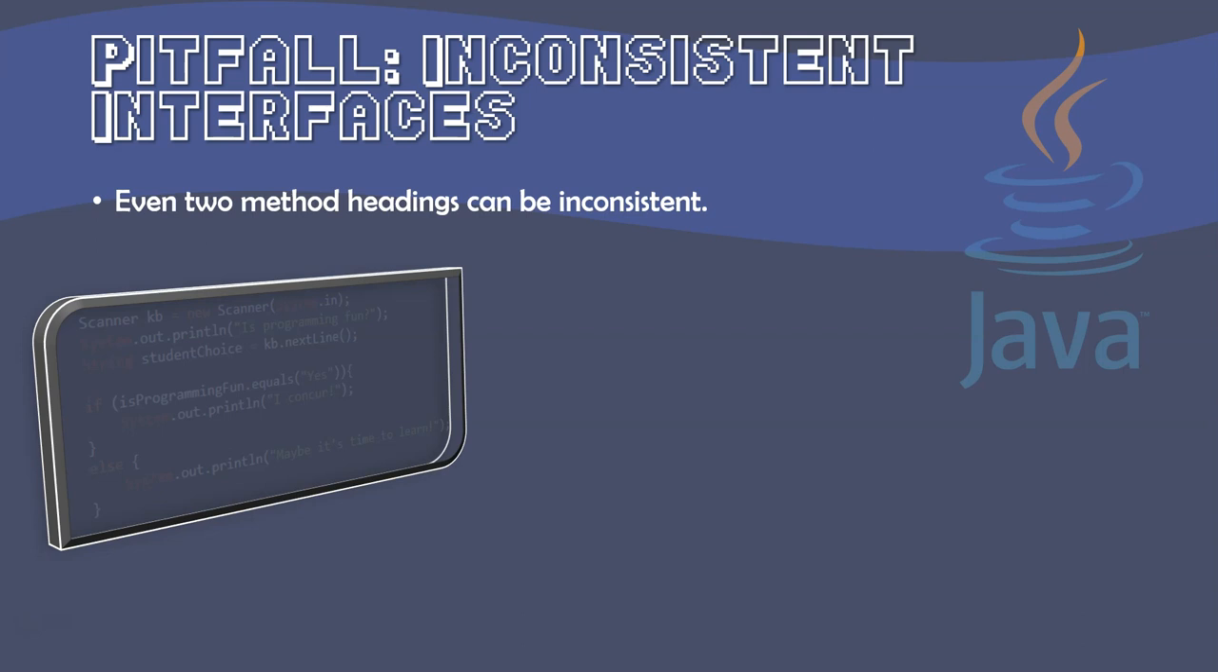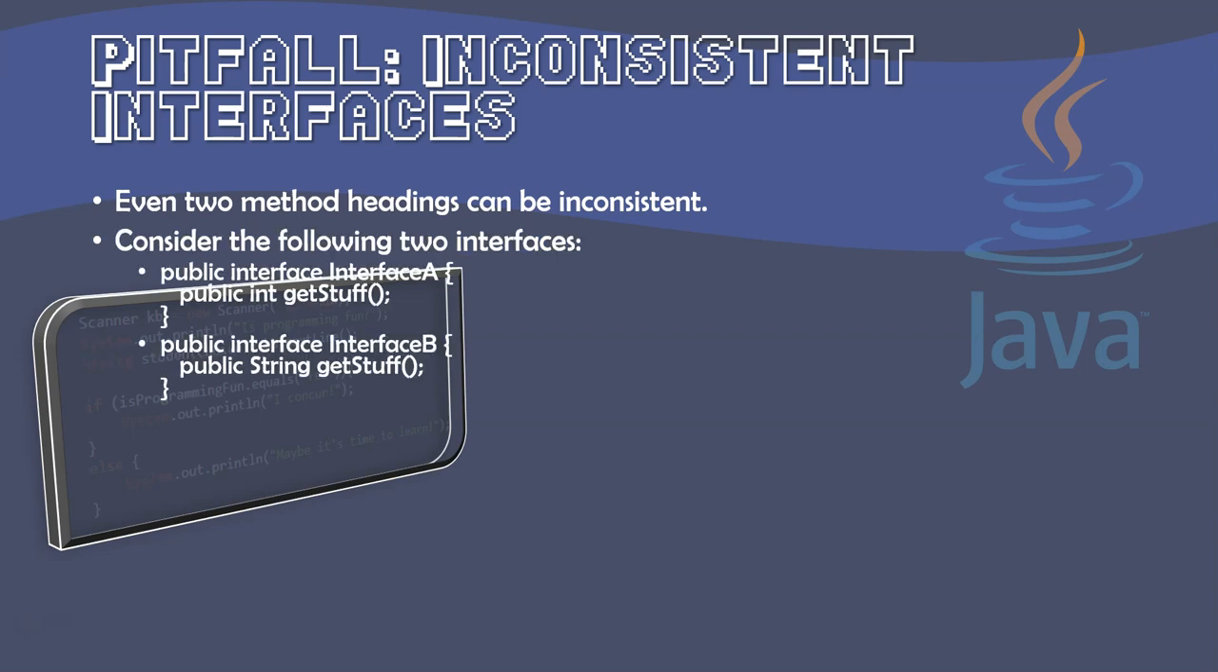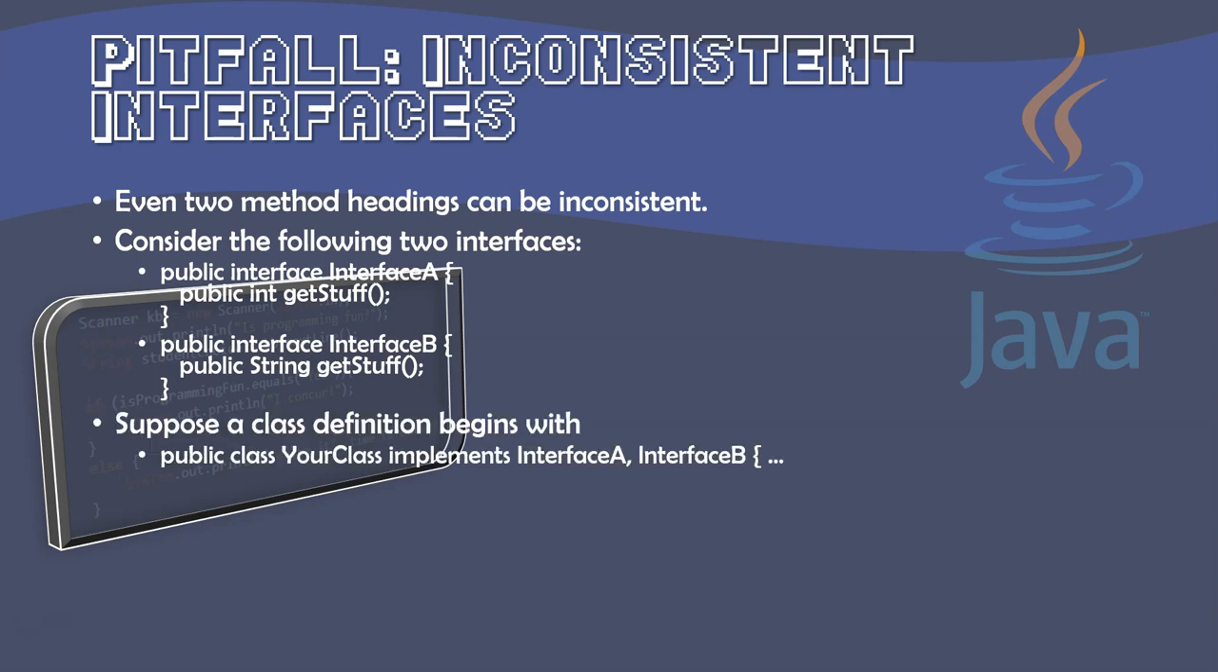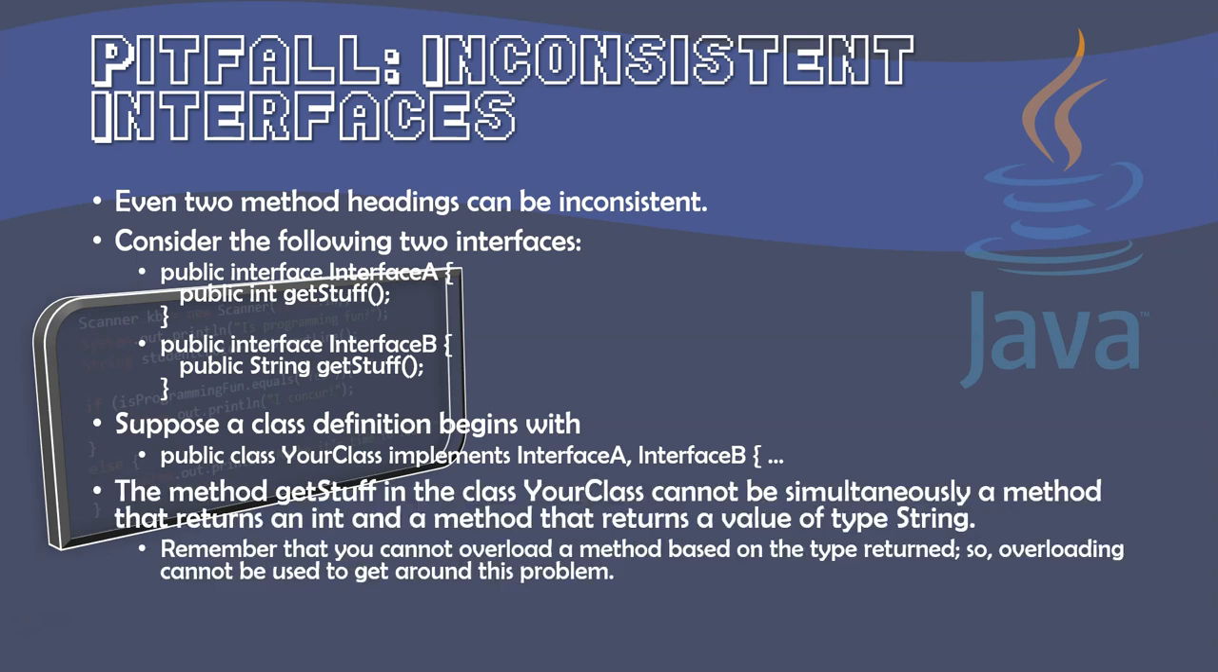Even method headings can be inconsistent. So if we look at these two interfaces, I have interface A and interface B, and of course I have an int getStuff and a public String getStuff here. If we had a class definition that begins with implements InterfaceA, InterfaceB, well, the method getStuff is going to have a similar problem because it can't simultaneously return an integer and also return a string. In this case, we cannot overload a method based on the type returned, so overloading cannot be used to get around this problem. Instead, we have to address it otherwise.